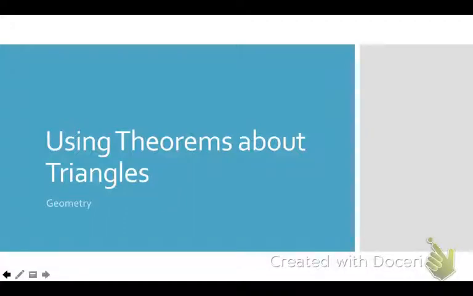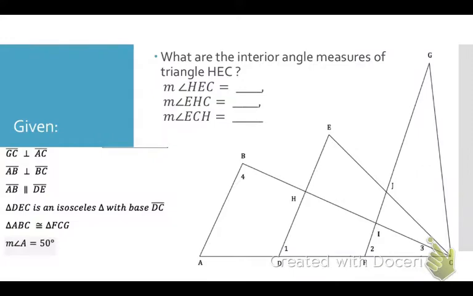This is a video. It's just one problem, but it's quite lengthy, and you're going to see one like this on your unit test. So let's use the properties that we have learned about triangles to solve this. The first thing that it's asking us to do is give the interior angle measures of triangle HEC.